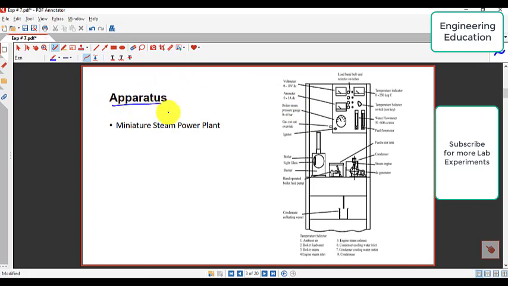Apparatus used is miniature steam power plant. The diagram of miniature steam power plant is shown over here. We have demonstrated this in experiment number 2, demonstration of miniature steam power plant.